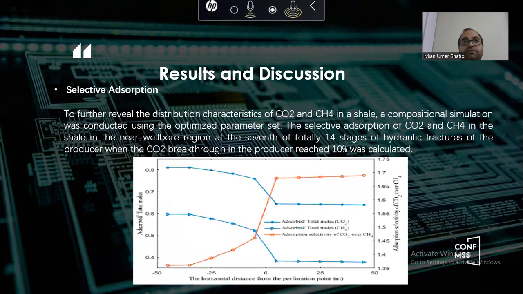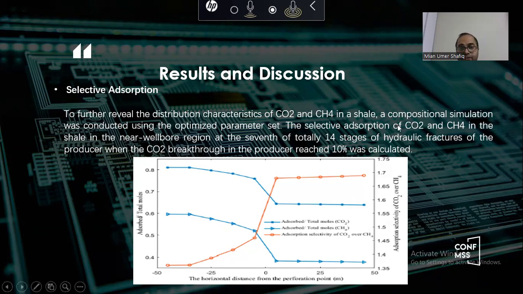If we do the selective absorption, it further reveals the distribution of CO2 and CH4 in the shale. A compositional simulation was run using the optimized parameters. The selective absorption of CO2 and CH4 in the shale in the near wellbore region at the 7th of a total of 14 stages of hydrofracture of the producer was calculated when CO2 breakthrough in the producer reached 10%. So you can see here it is calculated at the 10%.